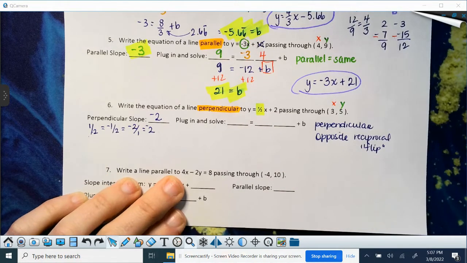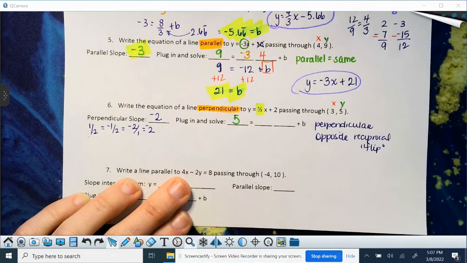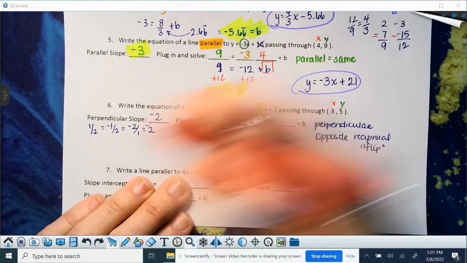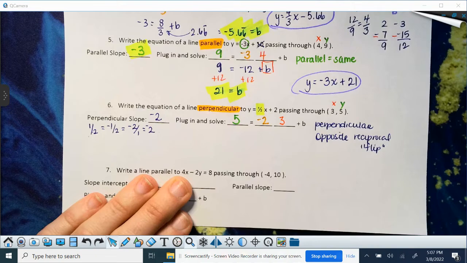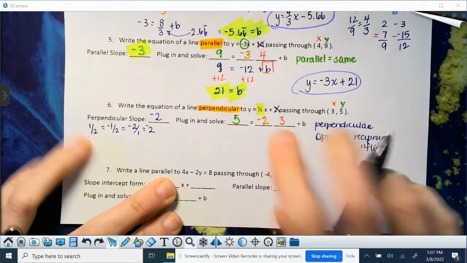We're going to plug in our x and our y. So our y is 5. Our new slope is a -2. And our x is 3. And then we're going to solve for our new y-intercept because this 2 does not help us. -2 times 3 is -6.